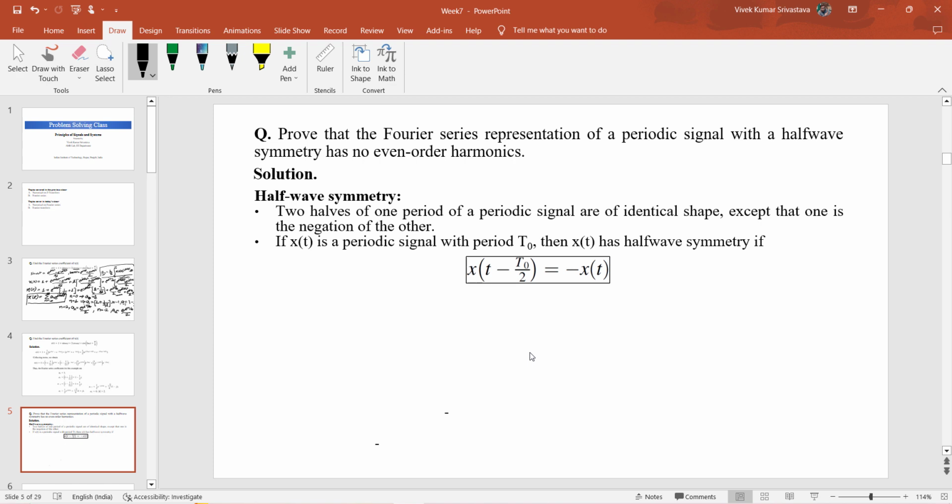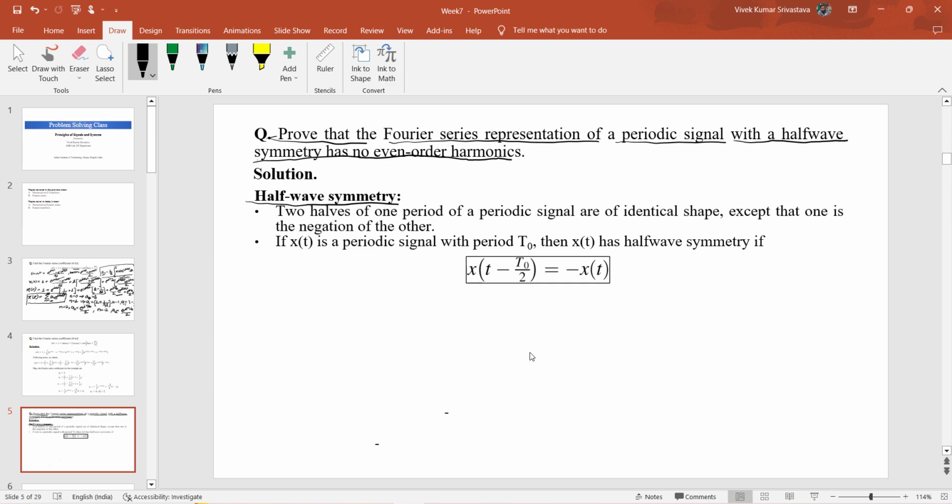Here we have to prove that the Fourier series representation of a periodic signal with half wave symmetry has no even order harmonics. Before moving ahead in this problem, we first have to know what half wave symmetry basically is.